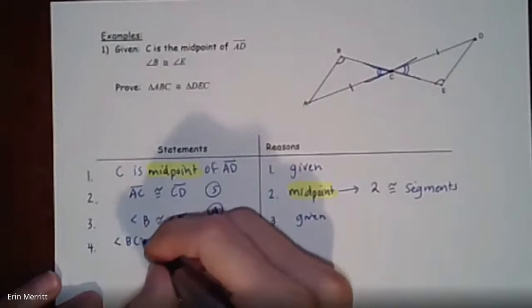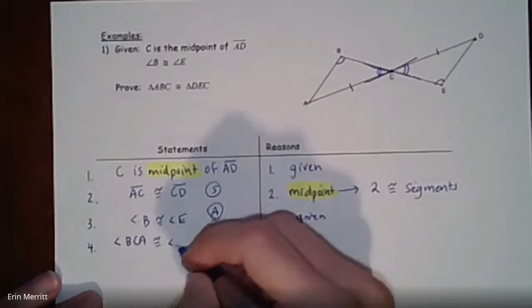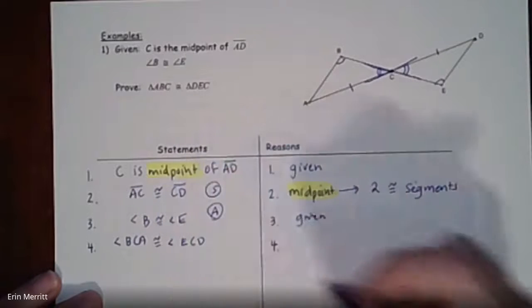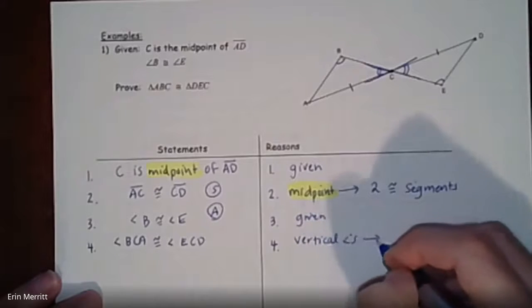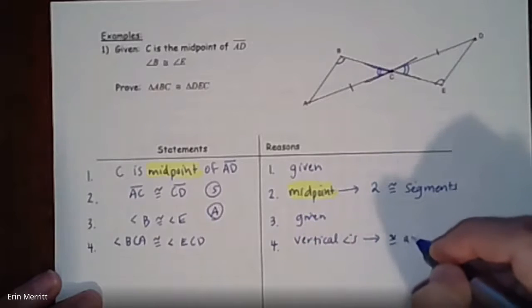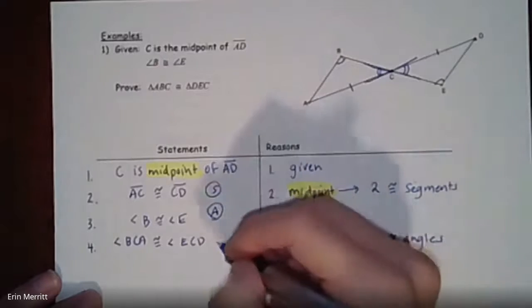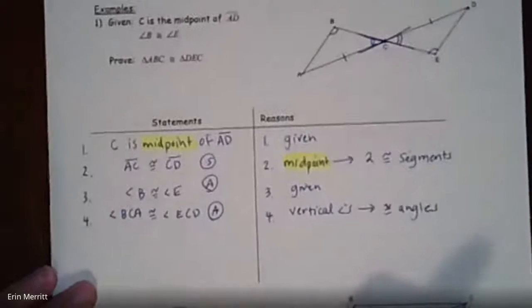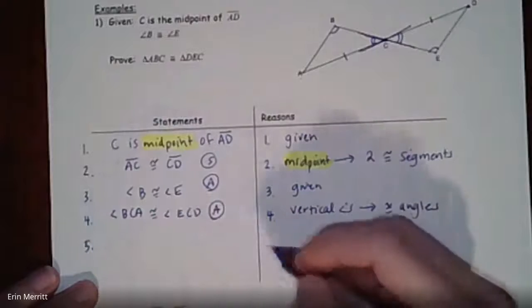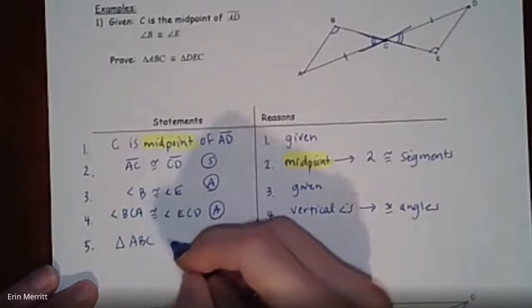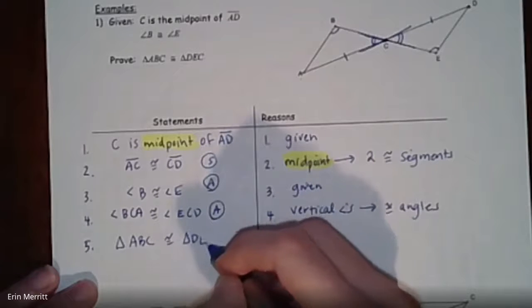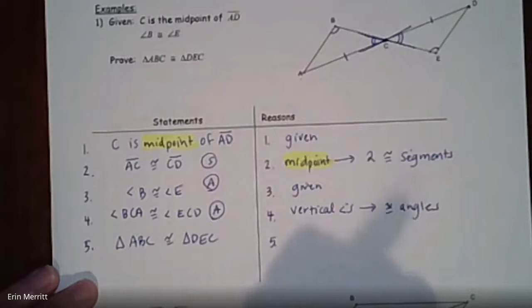So angle BCA is congruent to angle ECD, and that is because vertical angles imply congruent angles. All right, there's another pair of angles. Now all we have to figure out is what order they are in to get triangle ABC congruent to triangle DEC. All right, well, if I look, cover up one of those triangles.